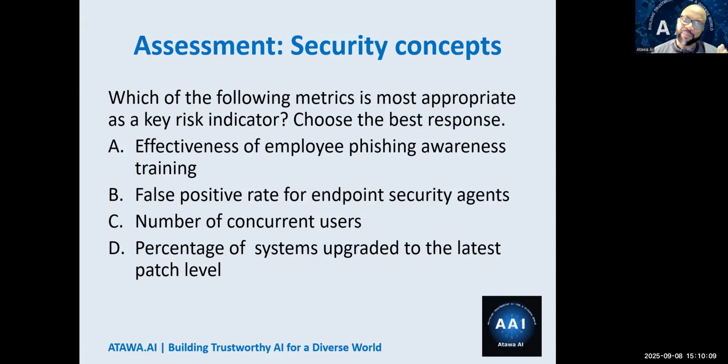So: employee phishing awareness training, false positive rate for endpoint security agent, number of concurrent users in a network, percentage of systems upgraded to the latest patch level. We can debate this. I've had some of these questions, looked at them with my colleague, and we're like, which one is right, which one is wrong, right? But use a process of elimination to get to what you believe might be correct, right?